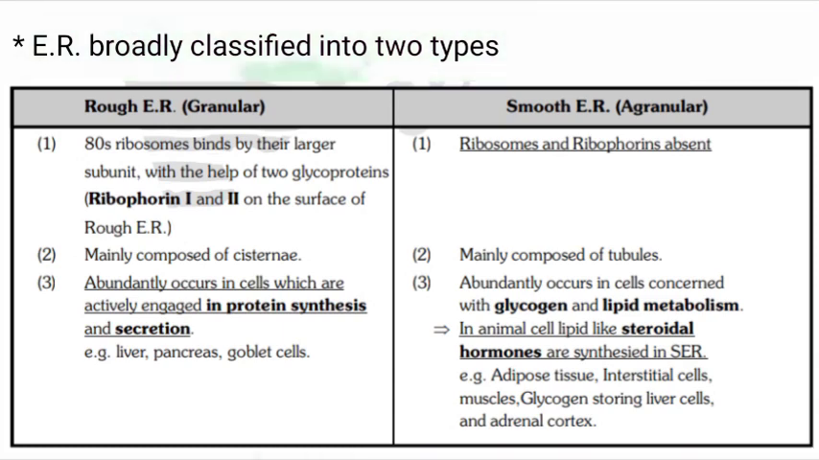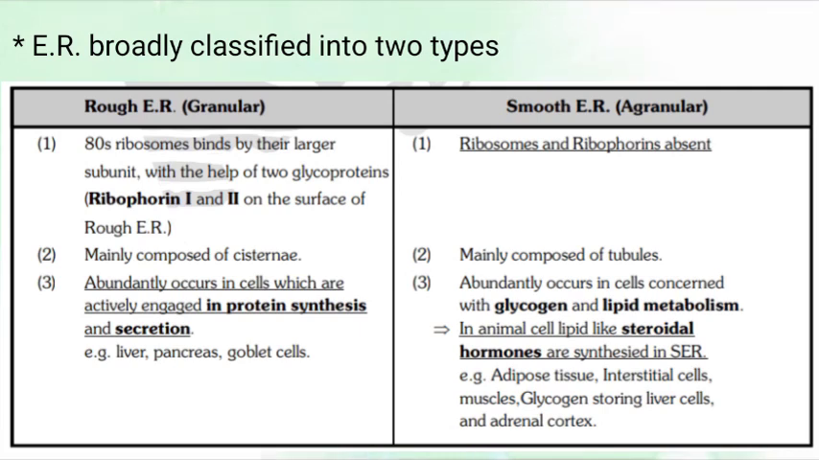Rough endoplasmic reticulum contains 80S ribosomes. These 80S ribosomes bind by their larger subunit with the help of two glycoproteins called ribophorin-1 and ribophorin-2 on the surface of rough endoplasmic reticulum. In smooth endoplasmic reticulum, ribosomes and ribophorins are absent. Rough endoplasmic reticulum is mainly composed of cisternae, but smooth endoplasmic reticulum is mainly composed of tubules.